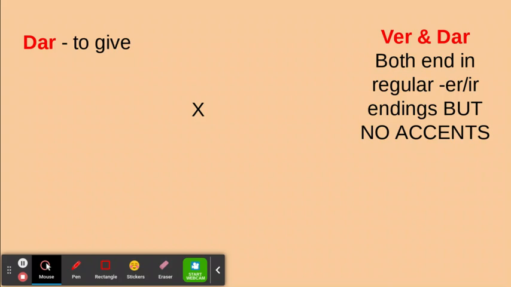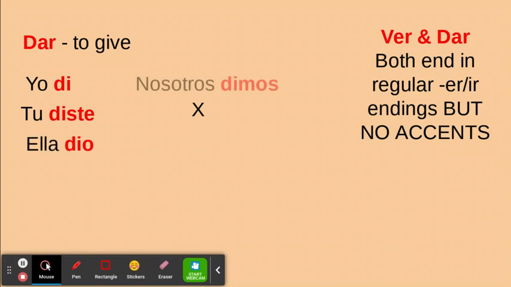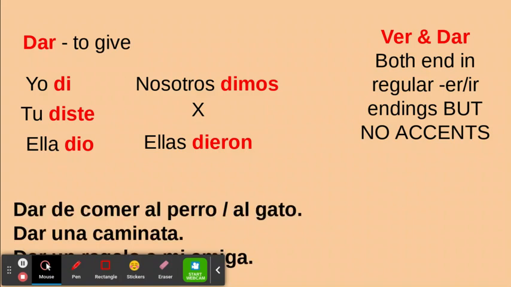The verb dar also ends in the ER endings, even though it's an AR verb. And yo di, tú diste, ella dio, nosotros dimos, and ellas dieron. Di, diste, dio, dimos, dieron. Now, this verb is a little weird because you have to say who you gave things to, so it involves another person. Sometimes we can do it with indirect object pronouns, me, te, le, nos, les, okay? Just like the verb gustar, like I could say, me diste, you gave me, or I could say, nos dieron, they gave us, okay? So we can put this me, te, le, nos, les in front of it, or we can just put it at the end, and I'll show you an example here in just a second.